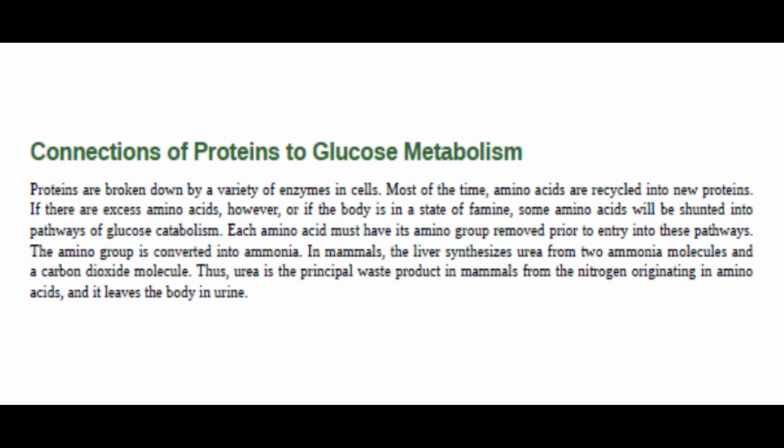Each amino acid must have its amino group removed prior to entry into these pathways. The amino group is converted into ammonia. In mammals, the liver synthesizes urea from 2 ammonia molecules and a carbon dioxide molecule. Thus, urea is the principal waste product in mammals from the nitrogen originating in amino acids, and it leaves the body in urine.